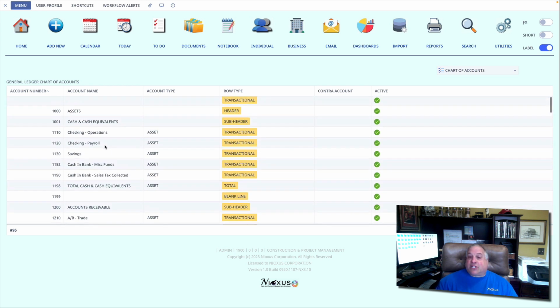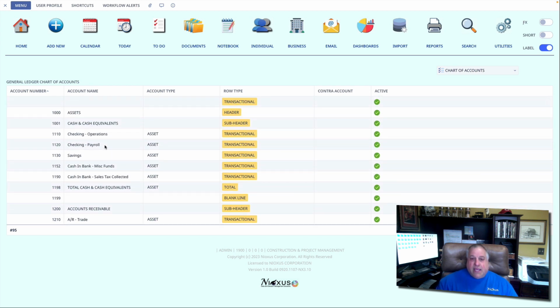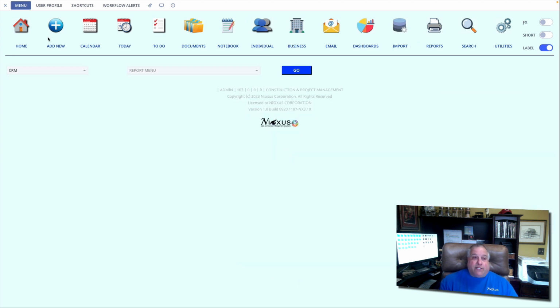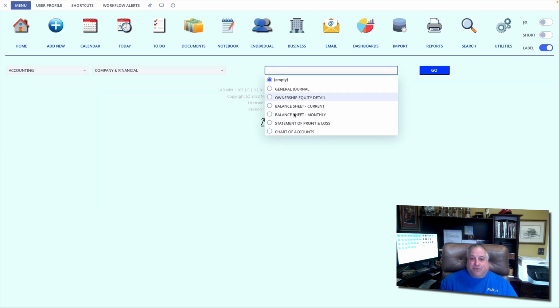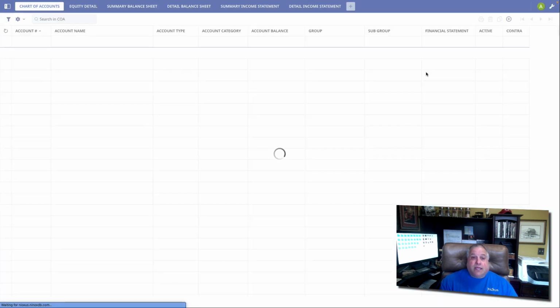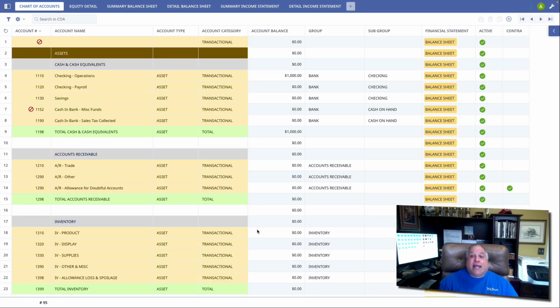Now, when looking at the chart of accounts as we are here, this doesn't really pop out, if you will. But if we go into reports and we go into accounting reports and select company and financial, chart of accounts, and we go look at it here, now it takes on a very different appearance. We can see that our blank lines are exactly that. They're a way for us to create a little bit of space between sections.